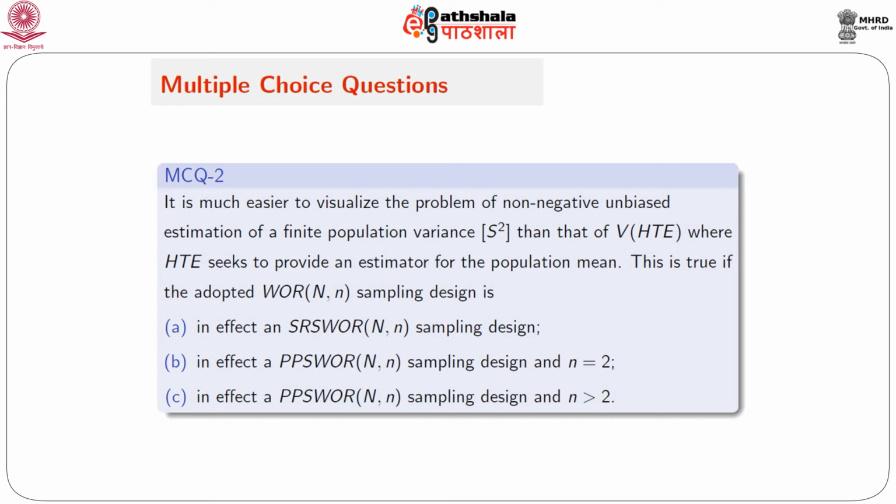So they are giving examples of 3 sampling designs. One is SRS-WOR, arbitrary size, other is PPS-WOR, sample size 2, other is general PPS-WOR. And they are asking how do you assess the two questions? One is estimation of population variance, other is estimation of variance of the Horvitz-Thompson estimator. What is the difference in the difficulty level of the two problems? That is the question here, okay?